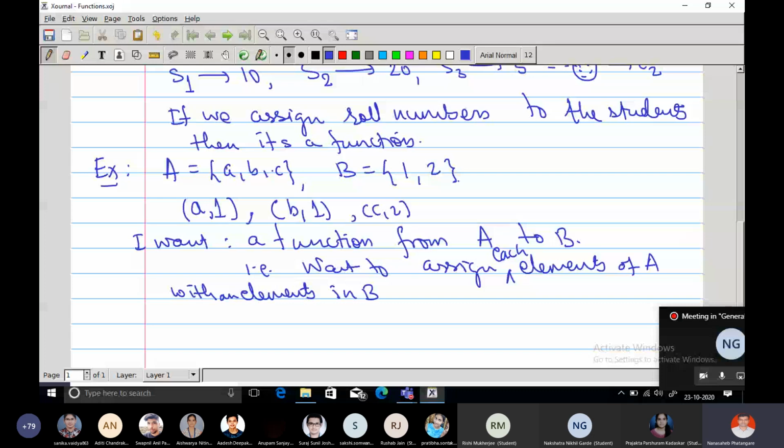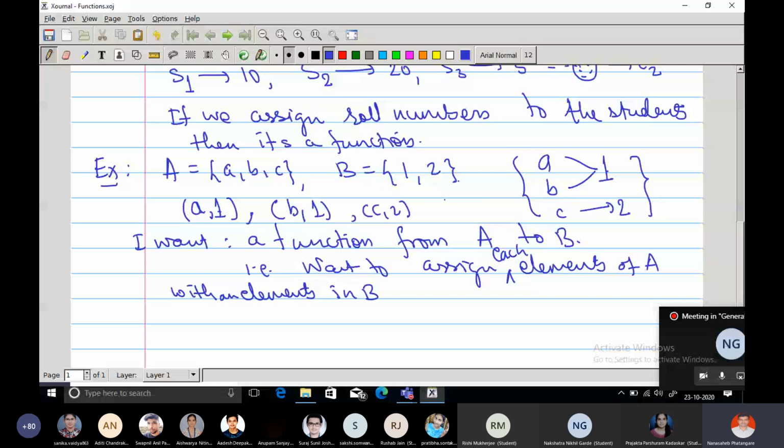No problem, because I can assign A with 1. So two members A and B are assigned the same member 1, correct? And C is assigned 2. So each member is assigned some member, and A is assigned 1, and 1 is a unique member. So this mapping or assignment is well defined. Well defined in the sense that whatever we are going to assign, it should be well defined.